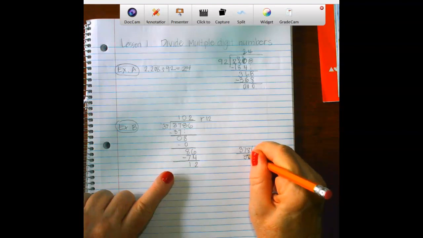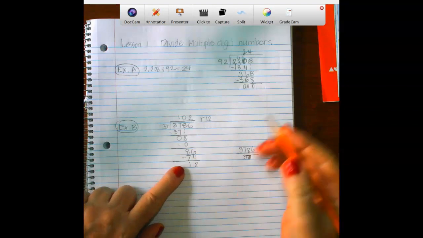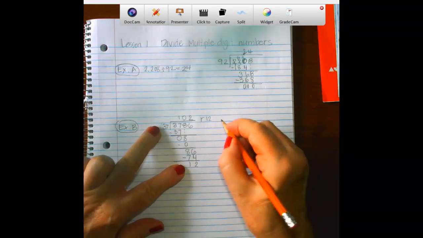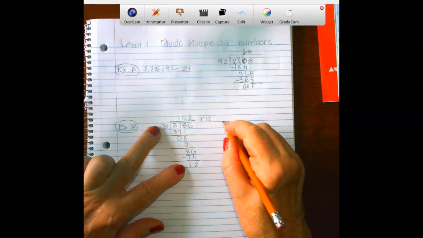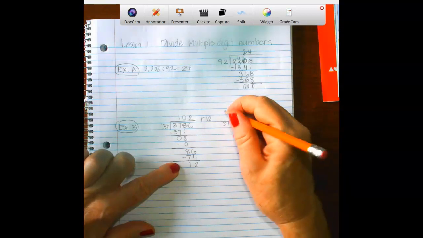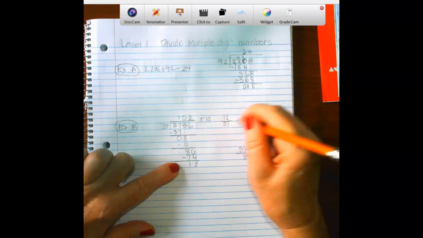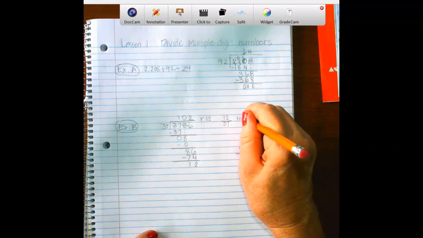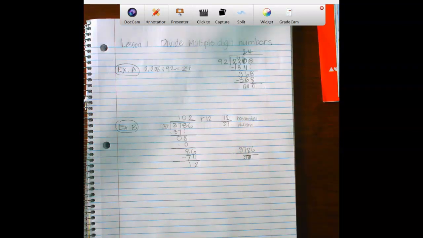If you can take this leap now, in writing your remainder as a fraction, you're going to take the divisor, which is 37, and then the remainder, the leftover, becomes the numerator. So numerator, denominator, remainder, and the divisor. So try a couple on your own and have fun.